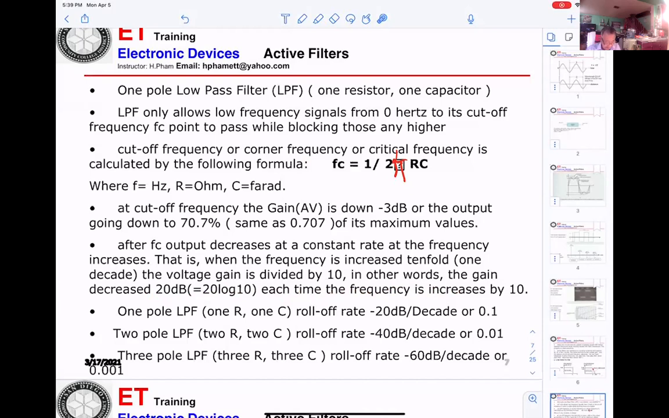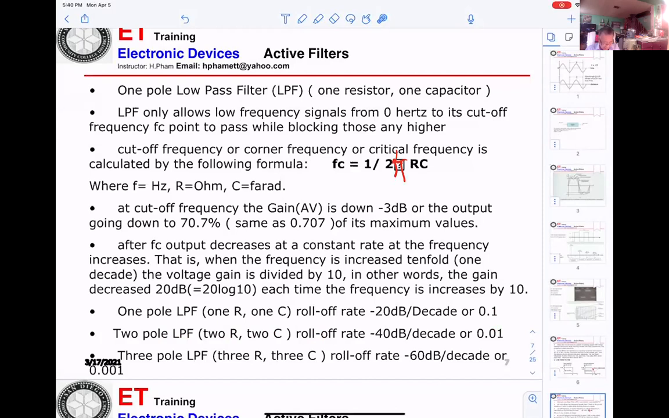One pole, two pole, three pole. A one-pole low pass filter means the circuitry has only one R and one C, and the roll-off rate will be minus 20 dB per decade, or 0.1. We take 20 log of 0.1 and get minus 20 dB. Two pole, then you get two R and two C. The roll-off will be minus 40 dB, or 0.01.